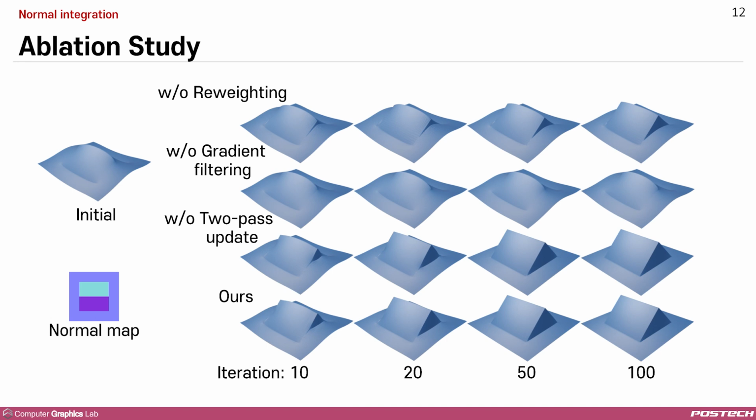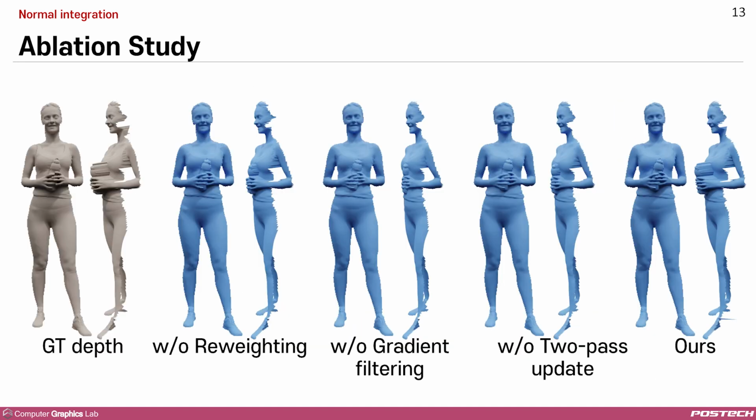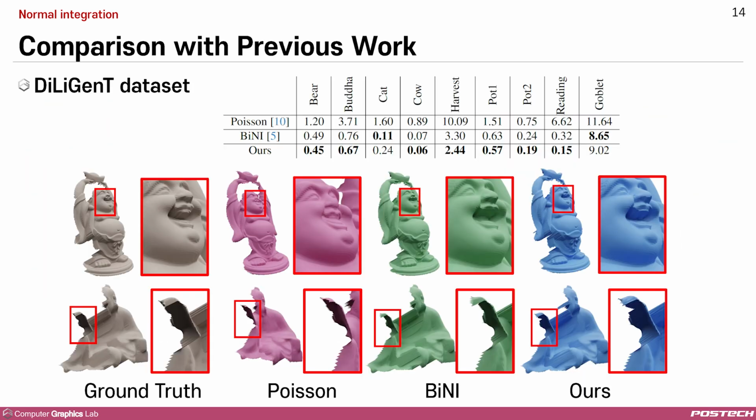Our ablation study highlights the importance of each component in escaping local minima. Each component of our method, from reweighting to gradient filtering, contributes significantly to the final result. For complex shapes, the two-pass update shows substantial improvement. We compared our method with previous works using the Diligent dataset. Our method achieved higher scores quantitatively and preserved finer details qualitatively.